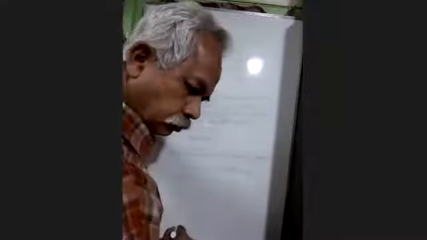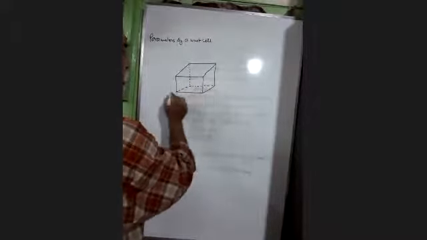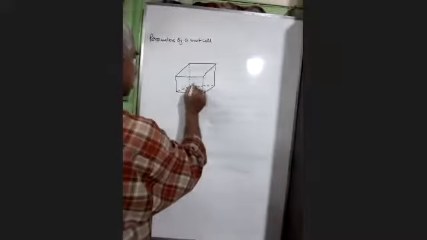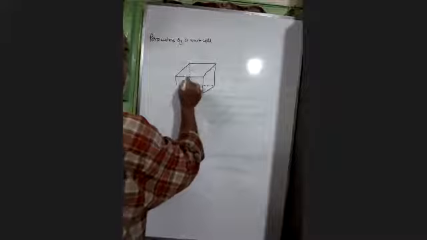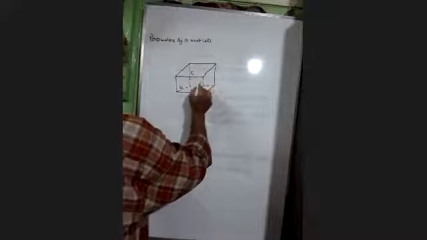This is a unit cell. See here, these are the edges of the unit cell, and these are the angles. So this we call A, this we call B, and this we call C.